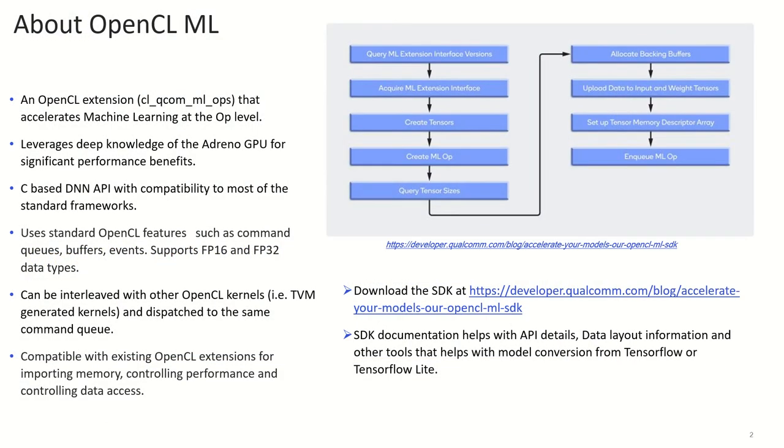OpenCLML is an extension to the OpenCL specification that accelerates MLOps on Qualcomm platforms. OpenCLML leverages our deep understanding of Adreno to provide highly optimized kernels. This extension follows the standard OpenCL programming model and can be interleaved with other OpenCL kernels by dispatching on the same command queue. OpenCLML support is embedded in the Qualcomm OpenCL driver. The SDK with samples and documentation is available from the Qualcomm Developer Network.